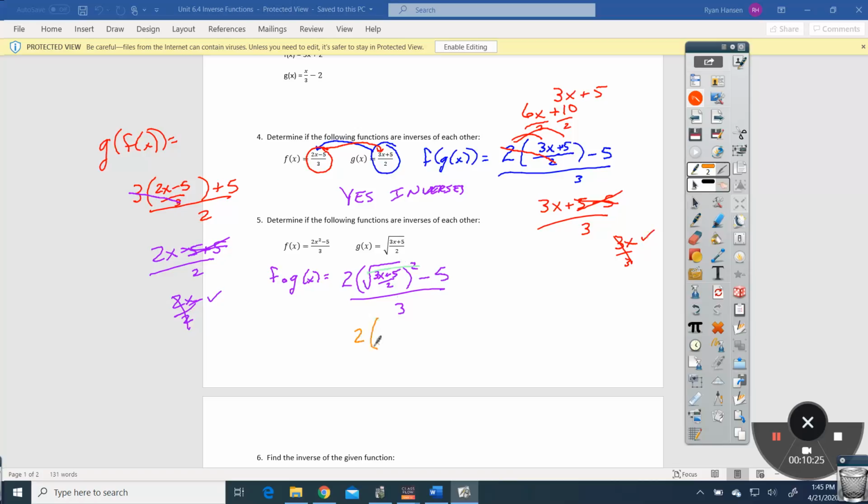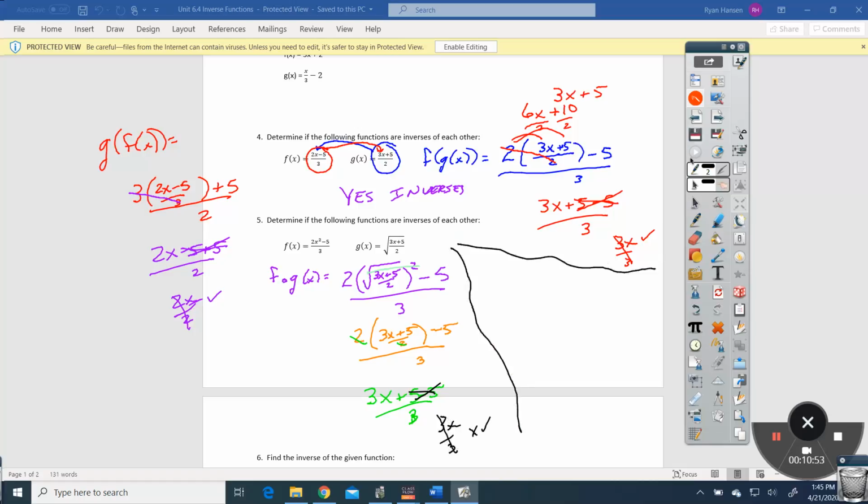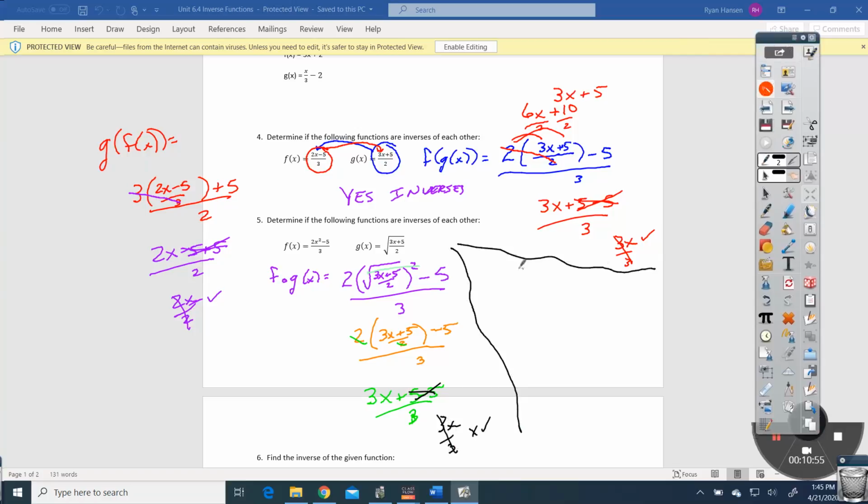So now I have 3x plus 5 over 2 minus 5 all over 3. Those 2's will now cancel each other off. So now what I have is 3x plus 5 minus 5 all over 3. These 5's go away and I'm left with 3x over 3. The 3's cancel, I'm left with x. So that was f of g. But now we've got to do g of f.